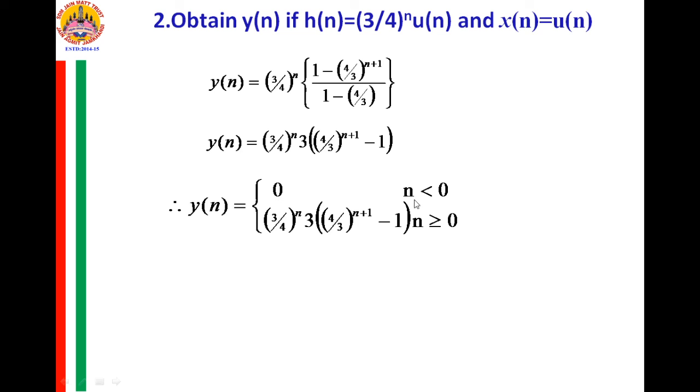So, you observe that y[n] is equal to 0 for n less than 0 and is 3 by 4 raised to n into 3 and inside the bracket 4 by 3 raised to n plus 1 minus 1 for n greater than or equal to 0. Even here, you can write it as 3 raised to n plus 1 and inside the bracket you can multiply with 3 raised to n plus 1. So, that 1 by 4 you will remain with and this will become 4 raised to n plus 1 minus 3 raised to n plus 1. That can also be a proper evaluation of this summation expression.